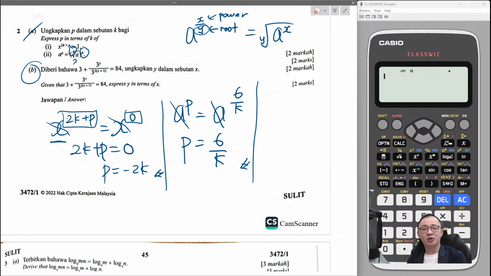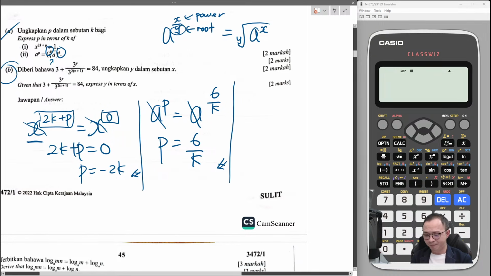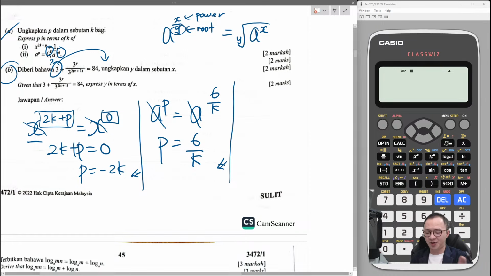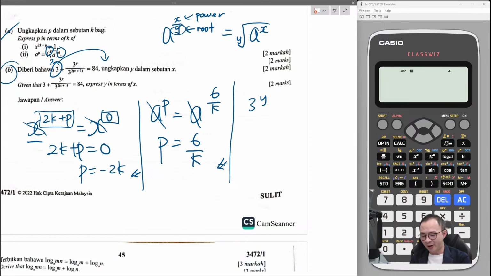Alright, then we have a look at the B also. Okay, so for the B here, it's very simple. You move the 3 to the other side. 84 minus 3, you get 81, isn't it? So 3 power y over 3 power of 2, you multiply into the bracket. You should get something like 2x plus 2. This one is 84 minus 3, isn't it? So you simplify it, you should get 81 easily.